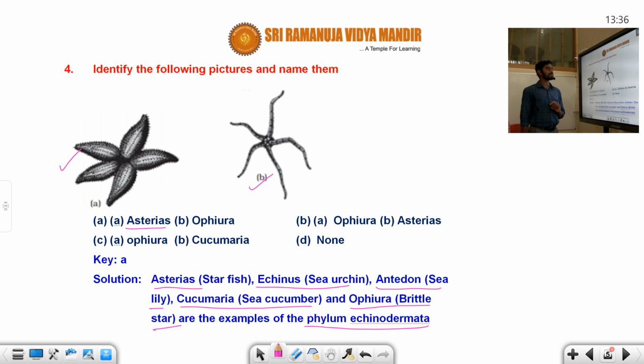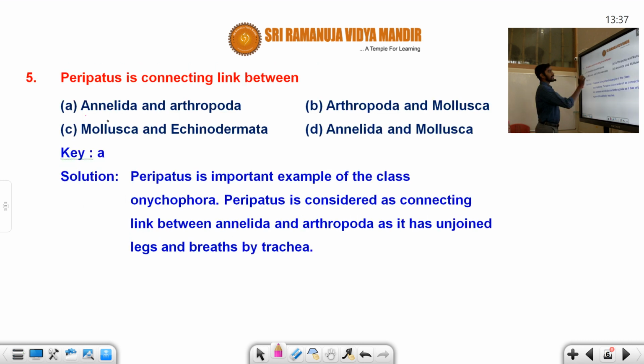Alright. So the next one is: Peripatus is a connecting link between what? We already discussed this. It is a connecting link between Annelida and Arthropoda. It is not between Arthropoda and Mollusca, or Mollusca and Echinodermata, or Annelida and Mollusca. So options B, C, D are incorrect for this fifth one. So the correct option is option A.